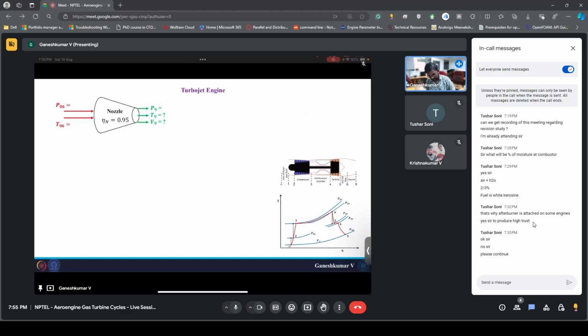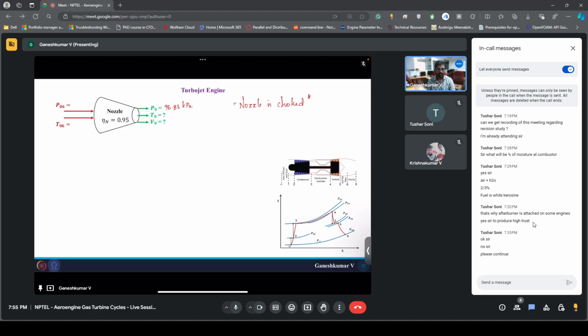So now that we know P9, let me put it down: 96.83 kilopascal. Now we should find T9 and V9. We know our nozzle is choked. Let's write that down: nozzle is choked. Hence, if the nozzle is choked, the Mach number at the exit of the nozzle will be equal to 1.